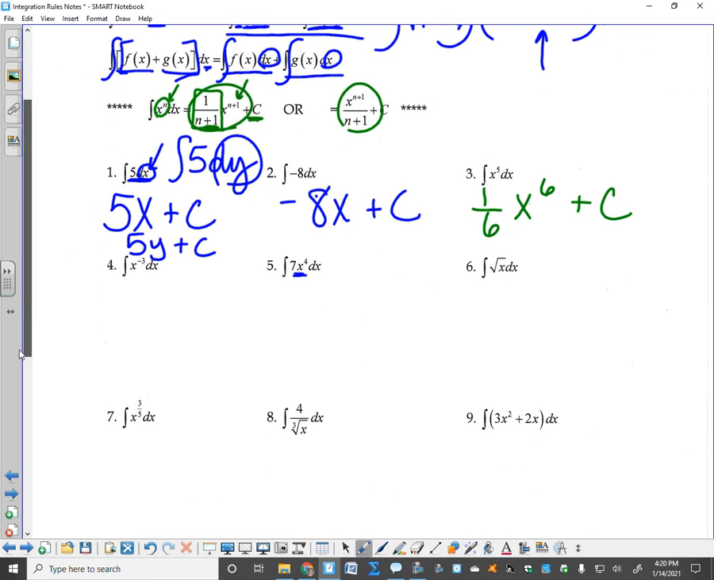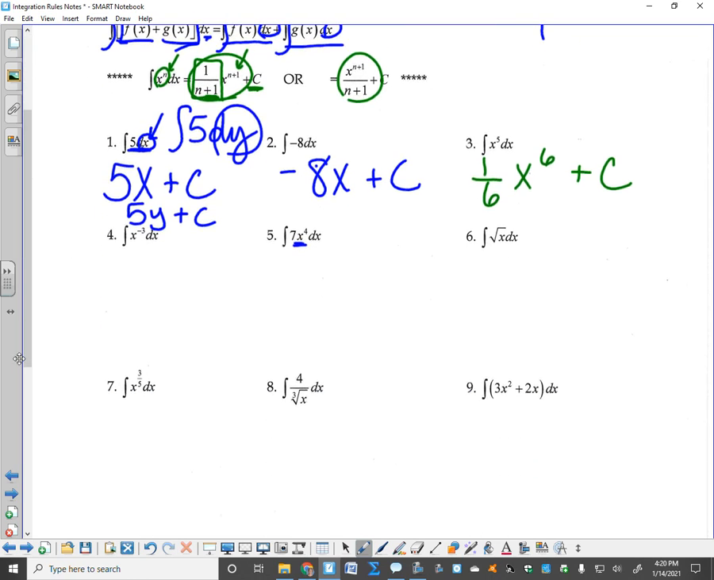Okay, so let's look at number 4. Add 1, that would make it a negative 2. So I'm going to have a negative 1/2 x to the negative 2 plus c. I'm trying to go slow to give you time to process, but also please know that you can hit pause to digest this. This answer also could be written as 1 over 2x squared plus c, because negative exponents can move.